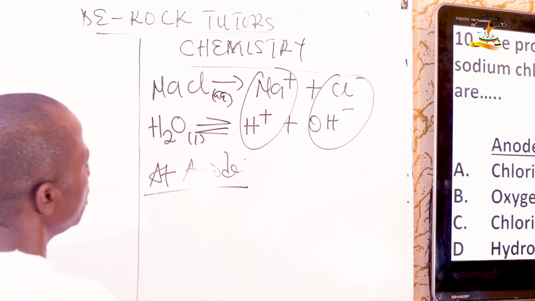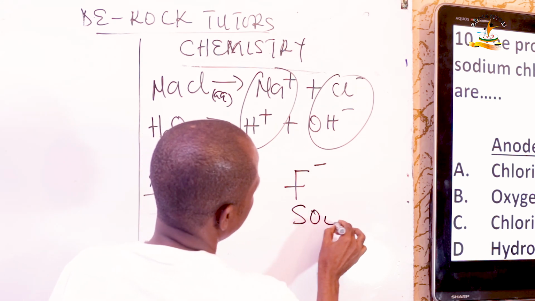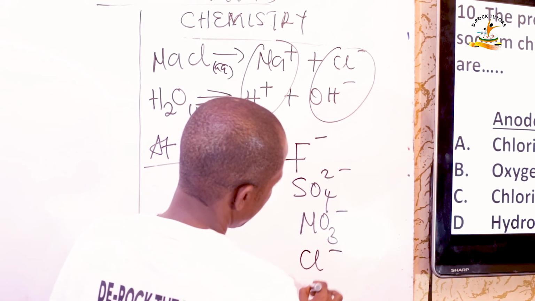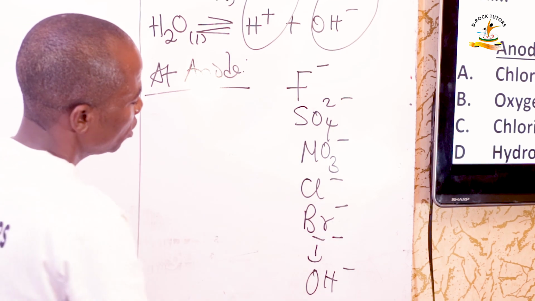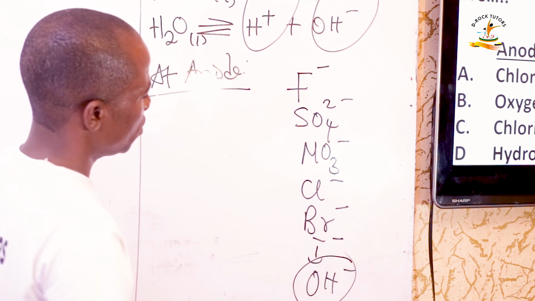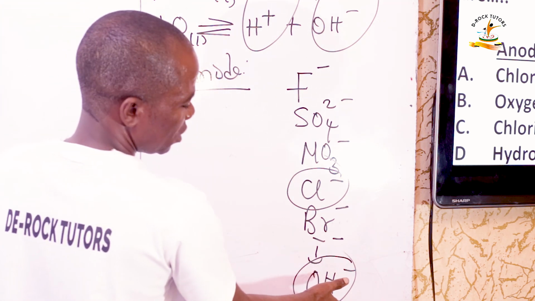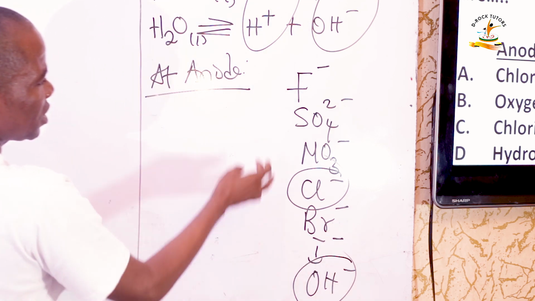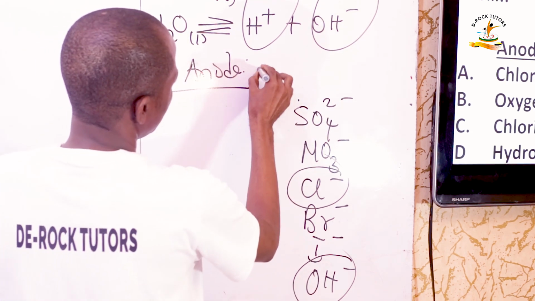If you take a look at the electrochemical series, we are going to have something like F⁻, SO₄²⁻, NO₃⁻, then Cl⁻, Br⁻, I⁻, and then OH⁻. So this summarizes the electrochemical series for the anion. We can see that the hydroxide ion is lower than the chloride ion. Now that we know this, the ion that is lower will be discharged in preference to the ion that is higher. So hydroxide ion will be discharged at the anode here, which means if we write this, we now have OH⁻.